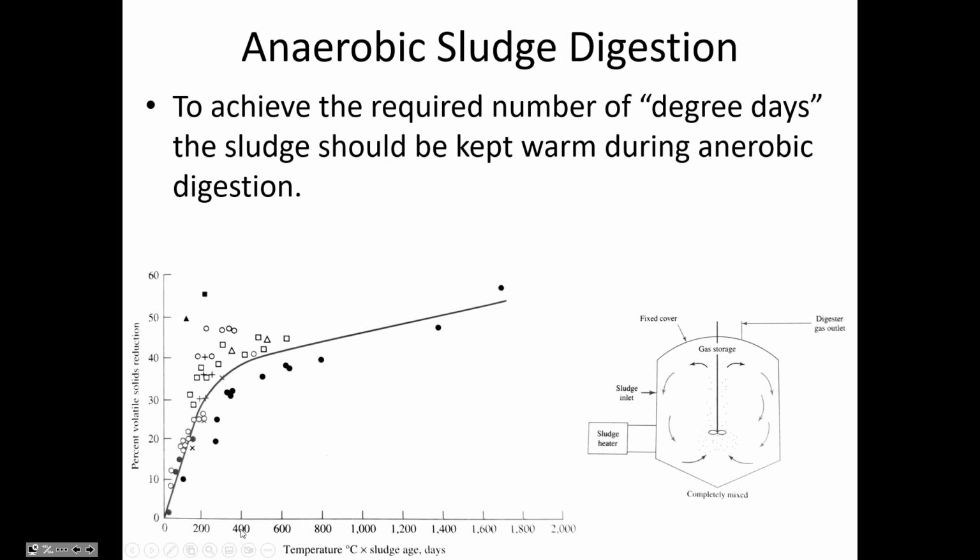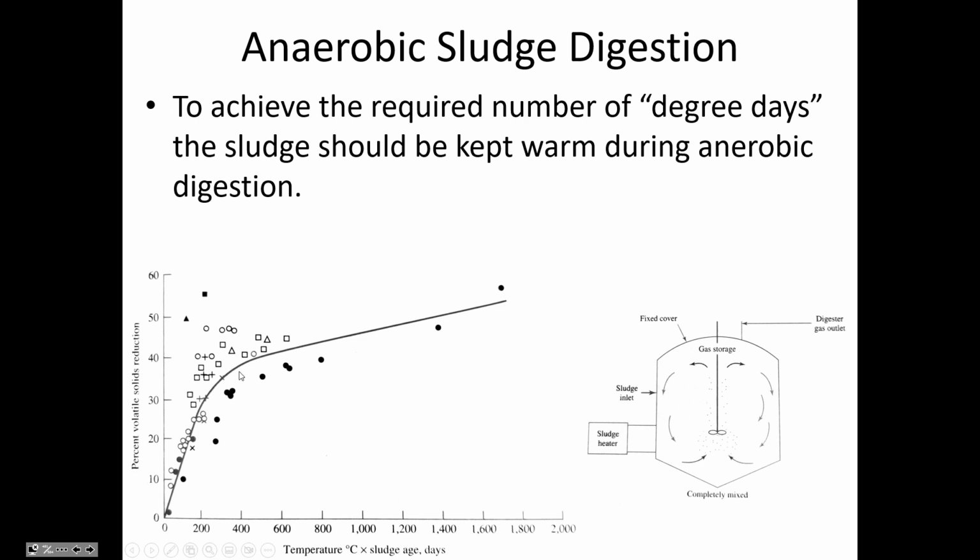And so what this is showing is that if you have cold temperatures, you could accumulate the number of degree days you need by just having a much longer storage time. But if you have relatively warm temperatures, then you can accumulate these degree days a lot more quickly. And so it pays to have a sludge heater in anaerobic digestion because you'll get the reduction in volatile solids that you need at a much faster rate than if it was just happening at the ambient temperature of the sludge that's coming in.